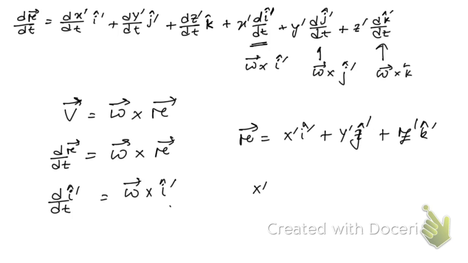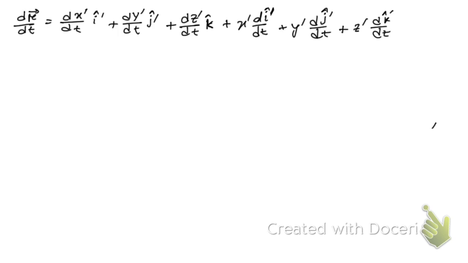Okay, so now let me write here. So here what we can do, we can replace this by omega cross, we can replace it by omega cross i dash cap, sorry, not r. Just give me a second, sorry. Similarly, we can replace the time derivative of k dash cap as well.